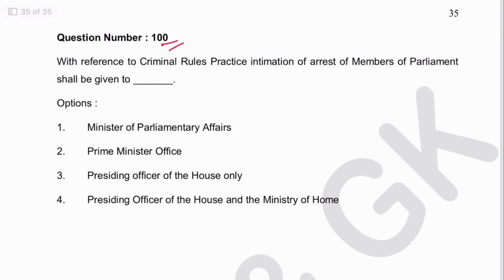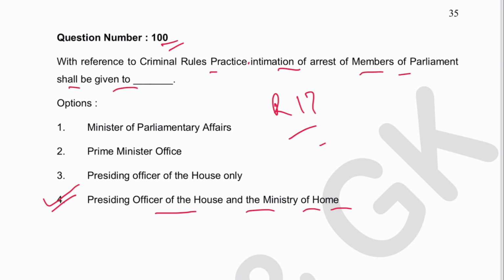Next is 100. With reference to Criminal Rules of Practice, intimation of arrest of member of parliament shall be given to whom? Prime Minister or presiding officer of the House? Presiding officer of the House and the Ministry of Home. 4 is the answer. This is mentioned in Rule 17 of AP Criminal Rules of Practice.